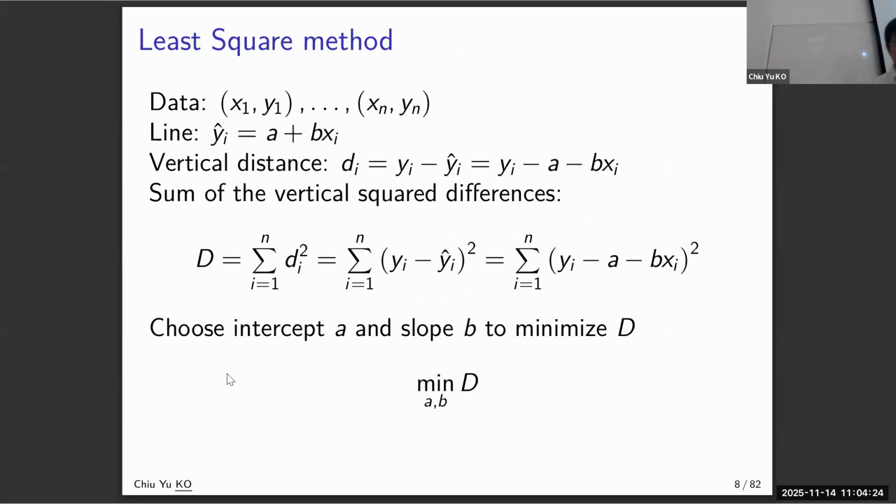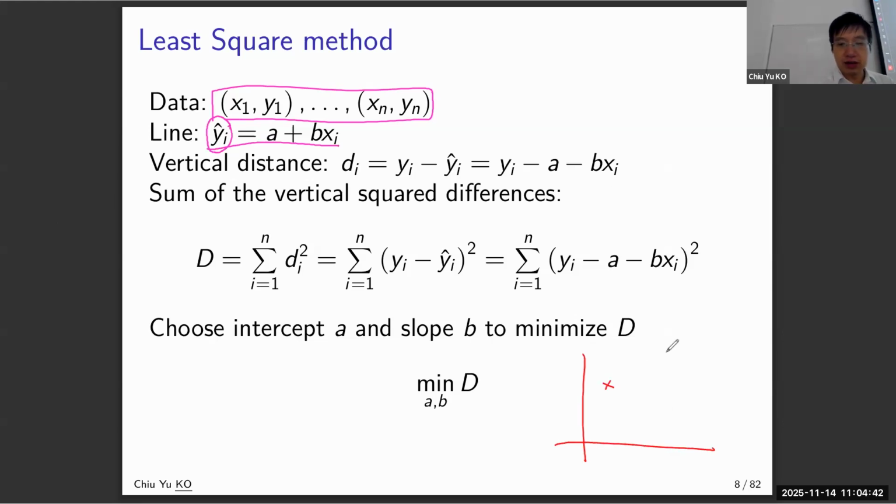So remember, your data is a bunch of green points here, the green points in the previous slide. And this line, we will call y hat. It's a red color. This is x1, y1, and this may be x5, y5, the fifth data point. And you have a line here. This line will be y hat equal to a plus bx.